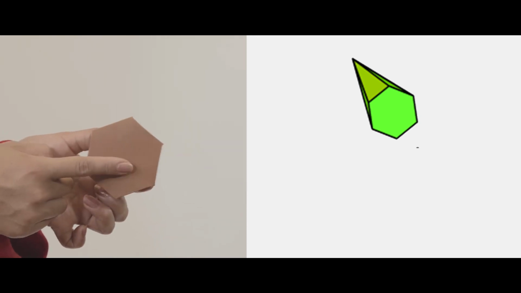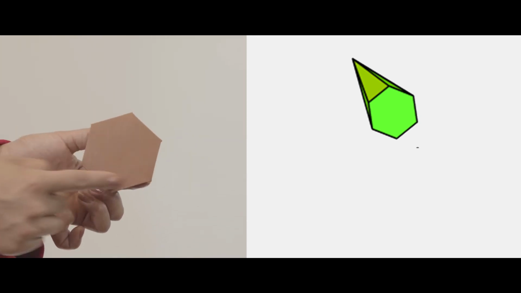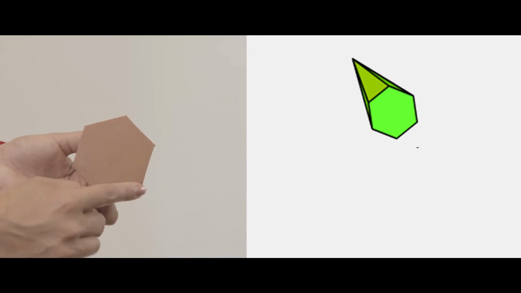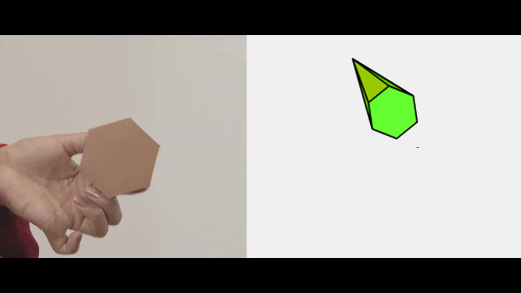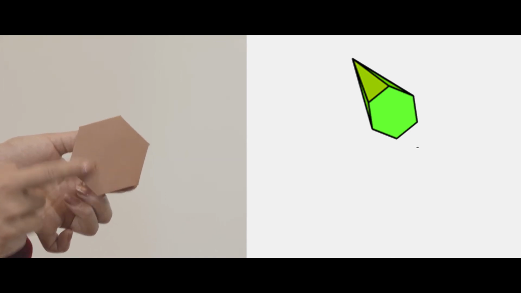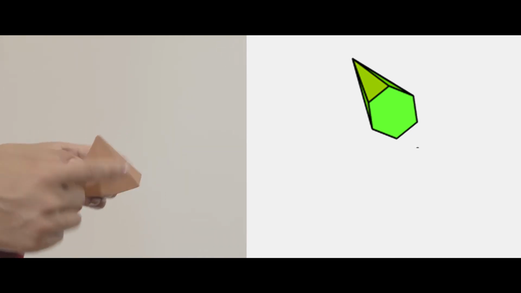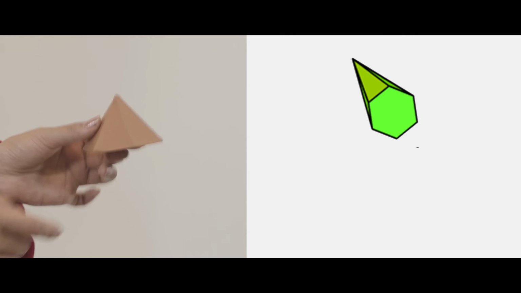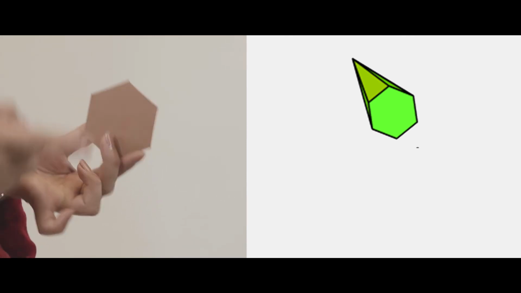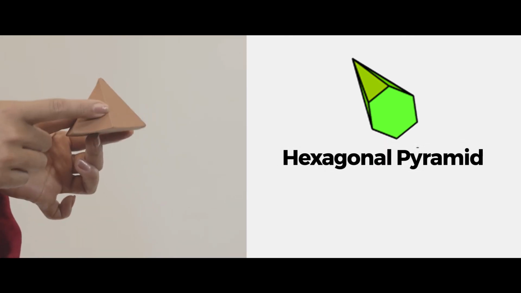This shape has one base. What is the shape of the base? This shape has 6 sides. It is a hexagonal base, right? And then we have triangular faces here. So this shape is a hexagonal pyramid.